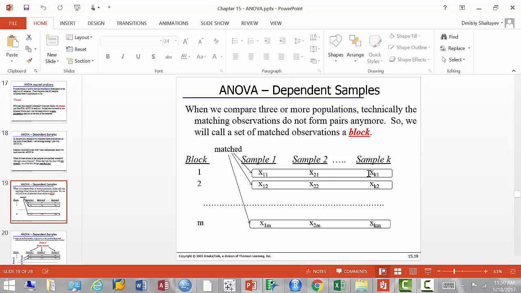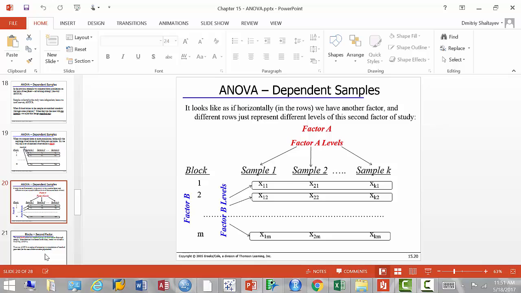And blocks can actually play the role of a second factor that I'm considering. My samples represent data collected about a certain subject. And then if I go horizontally in a row, I can think of every block as representing a certain level of yet another variable. So essentially, when I'm dealing with blocks, it's as if I'm introducing a second factor of study. The first factor of study was whatever happens in the samples. In my previous example, it was marketing strategy: convenience, quality, and price. Different ways to advertise.